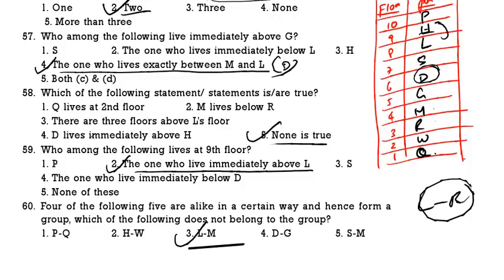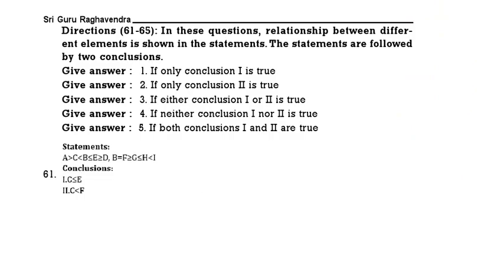Then see the next one, 61 to 65. Here these are greater than, lesser than, inequalities. See the first one: A greater than C, C less than B, B less than or equal to E, E greater than or equal to D, B is equal to F, F greater than or equal to G, G less than or equal to H, H less than I.